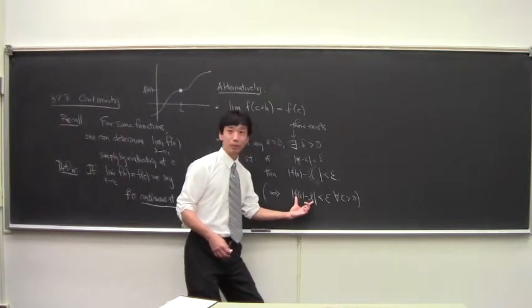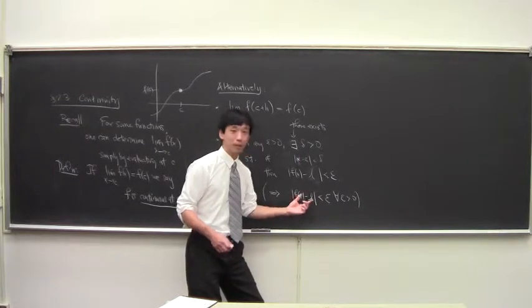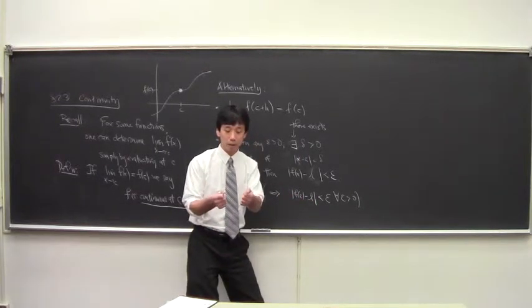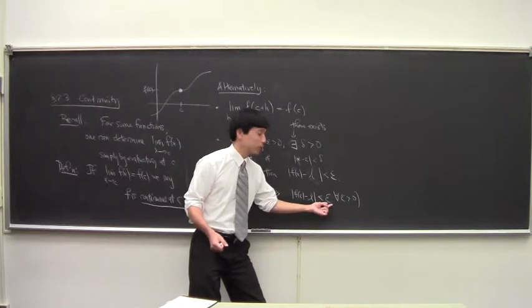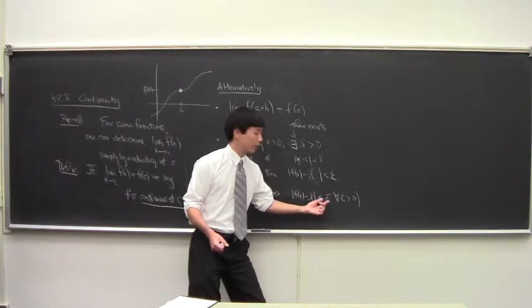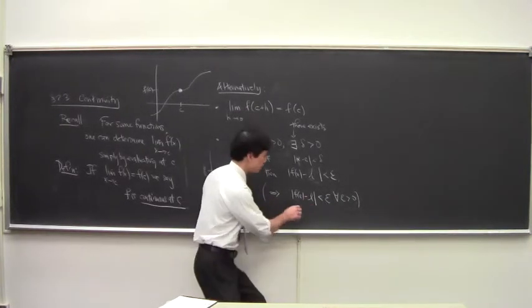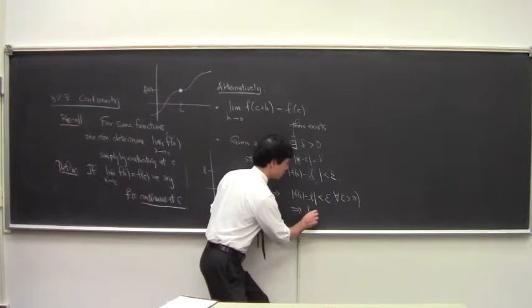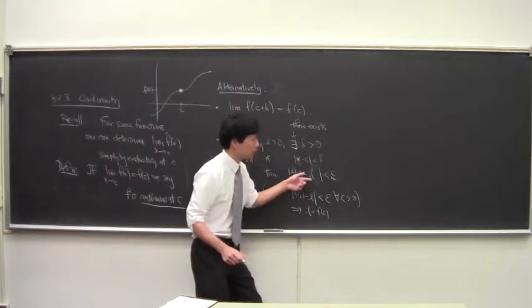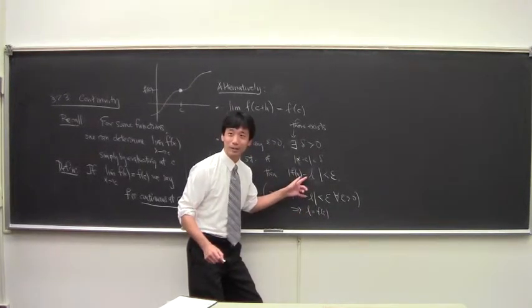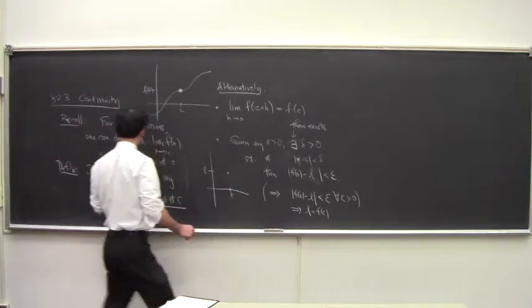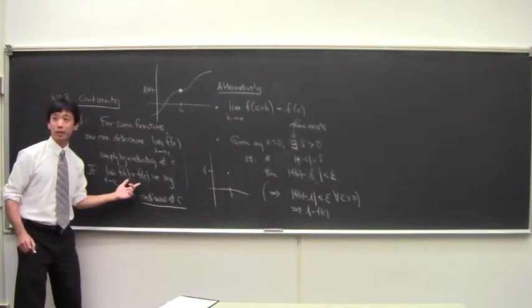Right? Because remember what we said a couple times. If you have two numbers and the distance between them is smaller than any number, then they must be the same number. So this basically forces L to be f of c. In other words, the limit is f of c.